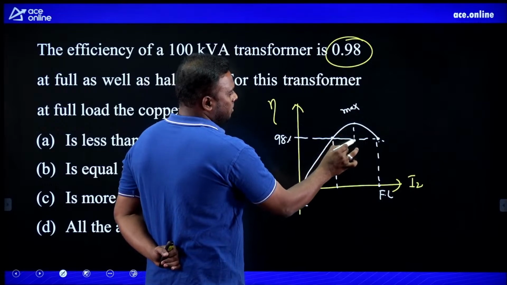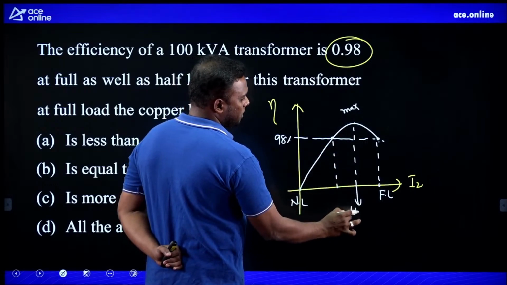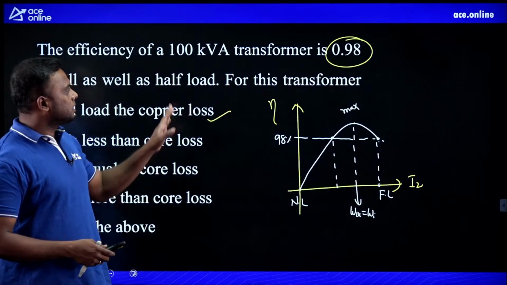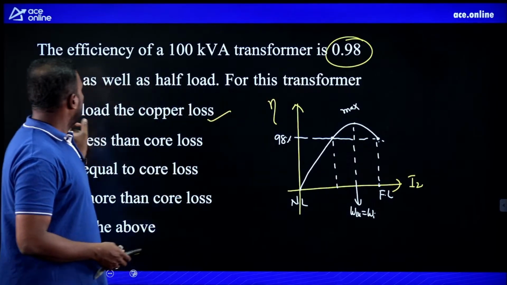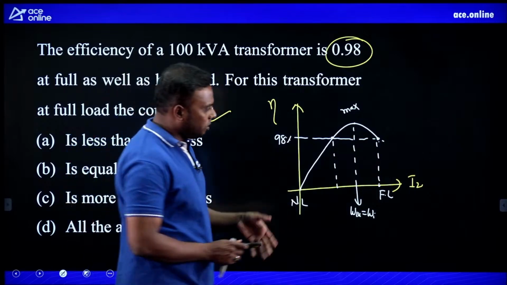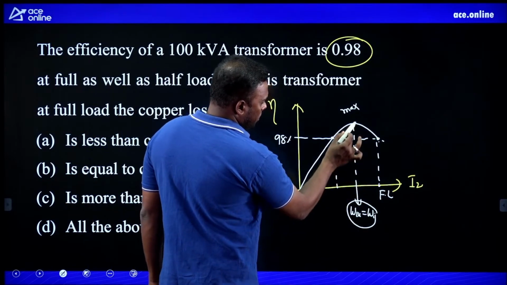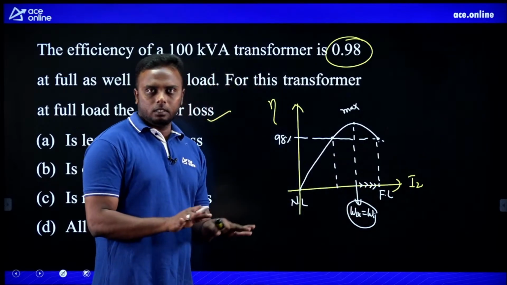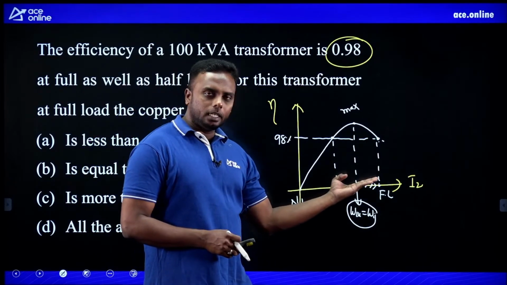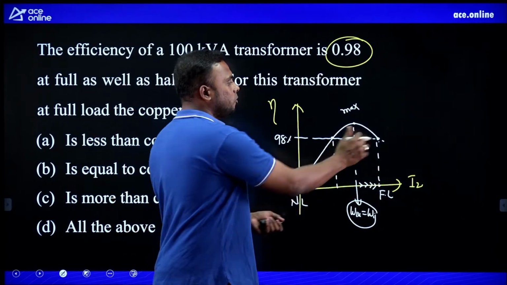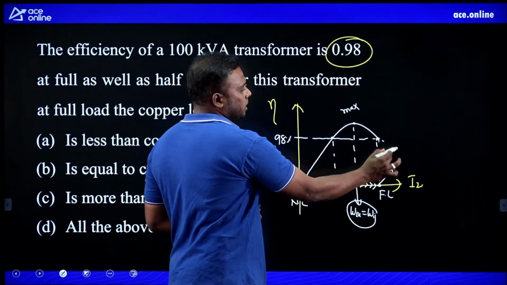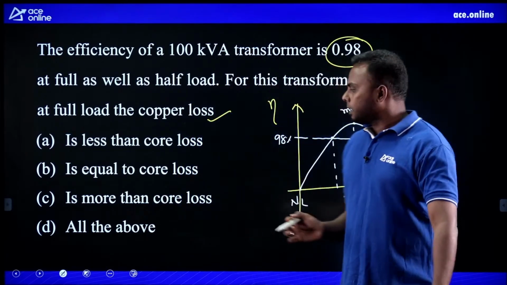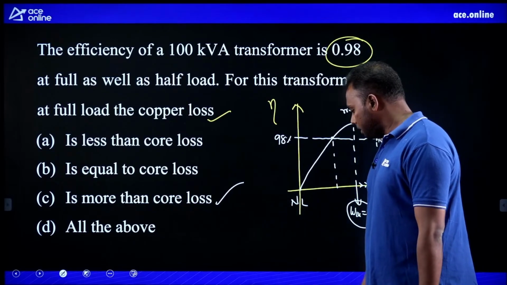Now at maximum efficiency, what is the condition? Copper loss equals iron loss. That is the condition for maximum efficiency. But they are asking, for this transformer, at full load condition, copper loss is dash. Full load means here. At this maximum efficiency point both are equal. As current increases further, iron loss will never change, it is constant, so only copper loss increases. Now at this full load condition, which loss is greater? At full load, copper loss is greater than iron loss or core loss. So more than core loss. Option C is correct.